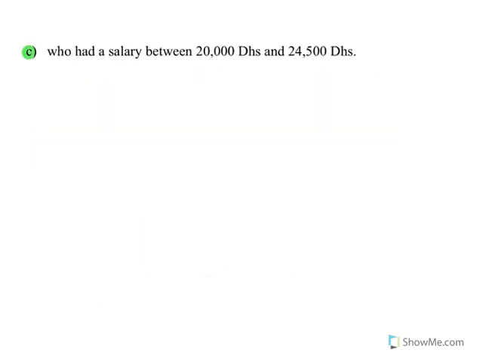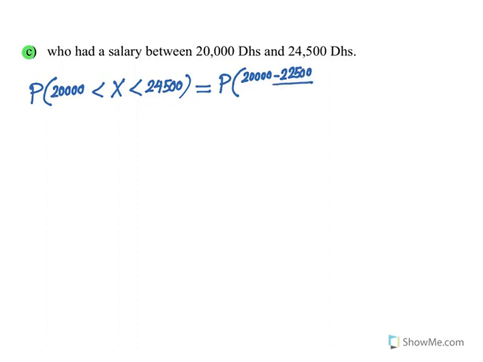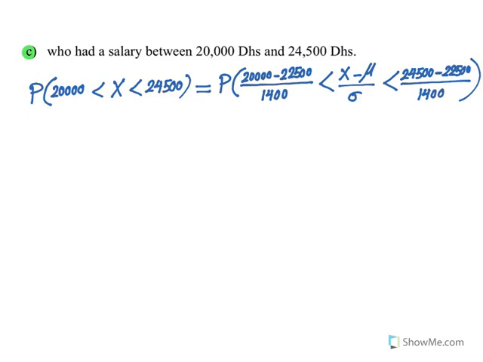Now let's go to the next one. You want the probability that the starting salary X is between 20,000 and 24,500. And so you just change to the Z score. So this will be 20,000 minus the mean, 22,500, over the standard deviation, 1,400, less than X minus mu over sigma, which is Z, less than 24,500 minus 22,500 divided by 1,400. And now change everything in terms of Z and compute the numbers.